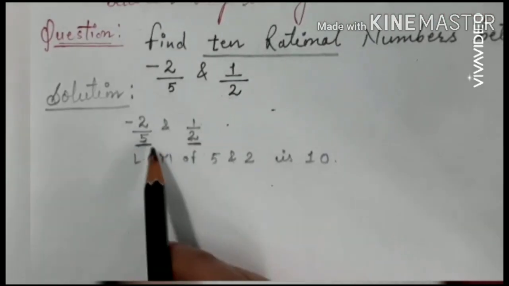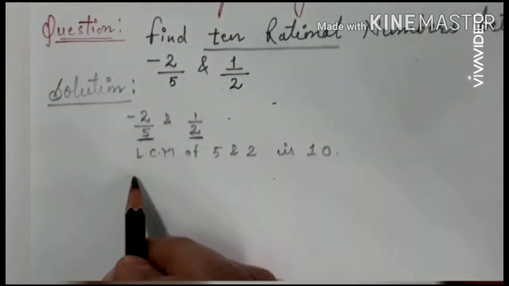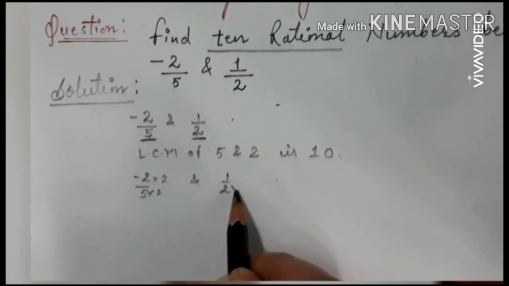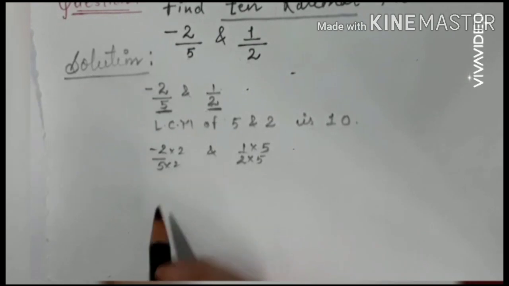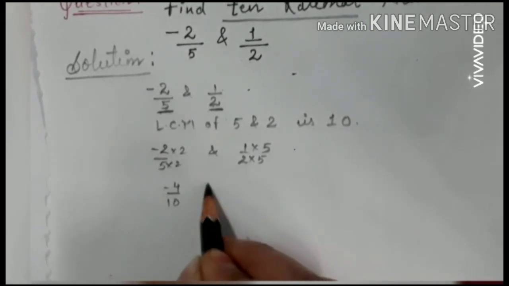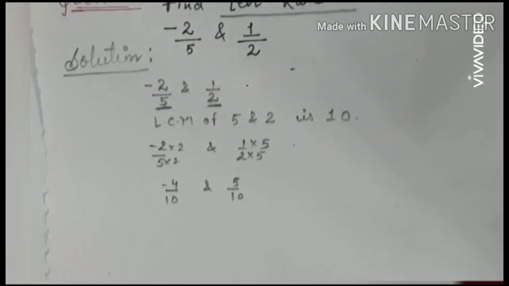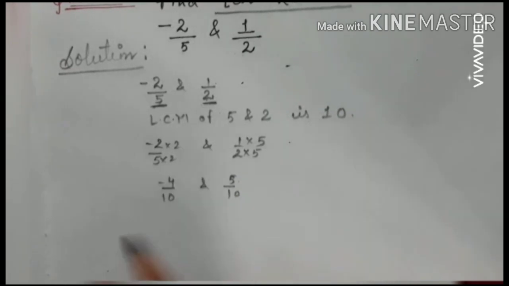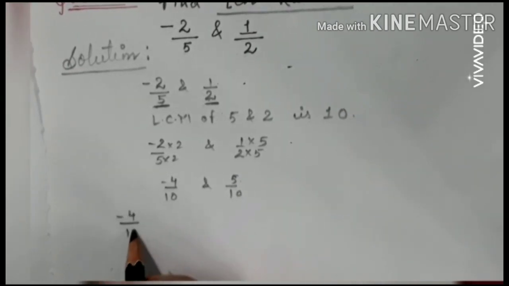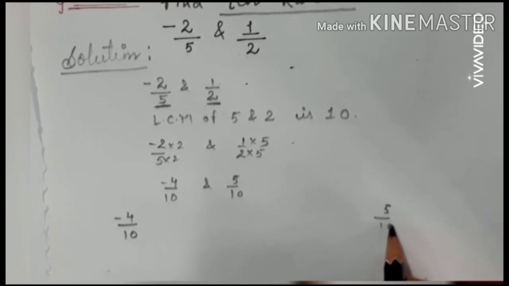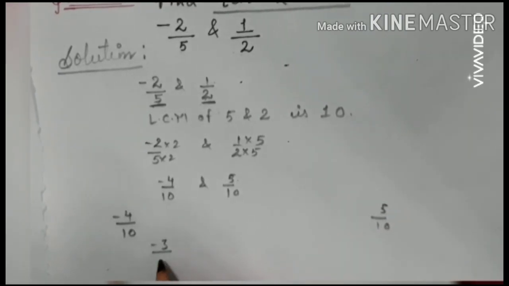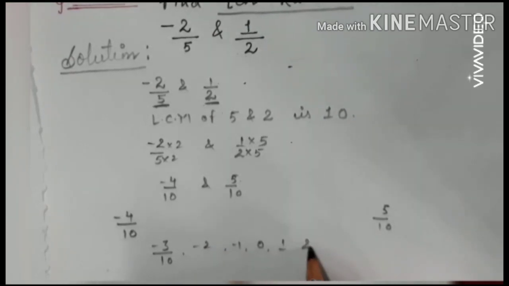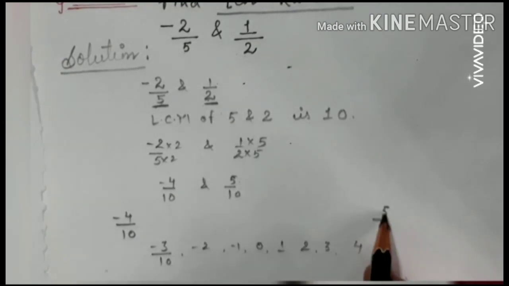So we take the LCM of 5 and 2, which is 10. To make 5 into 10 we multiply by 2, and to make 2 into 10 we multiply by 5. So it becomes -4 upon 10 and 5 upon 10. Now between -4 upon 10 and 5 upon 10, how many rational numbers? You will say -3, -2, -1, 0, 1, 2, 3, 4, and then comes 5.